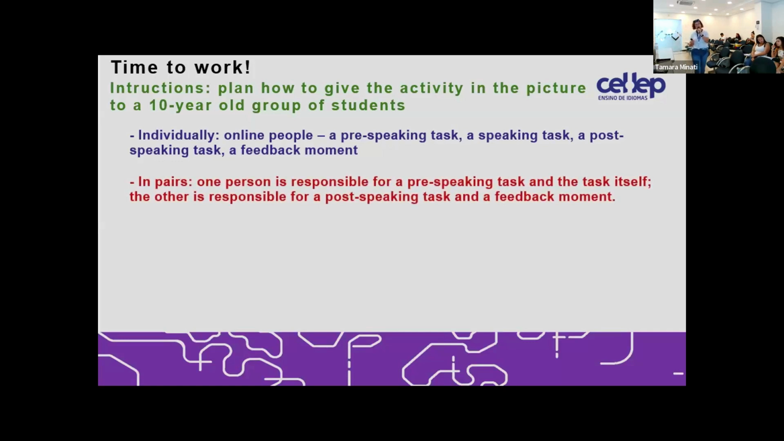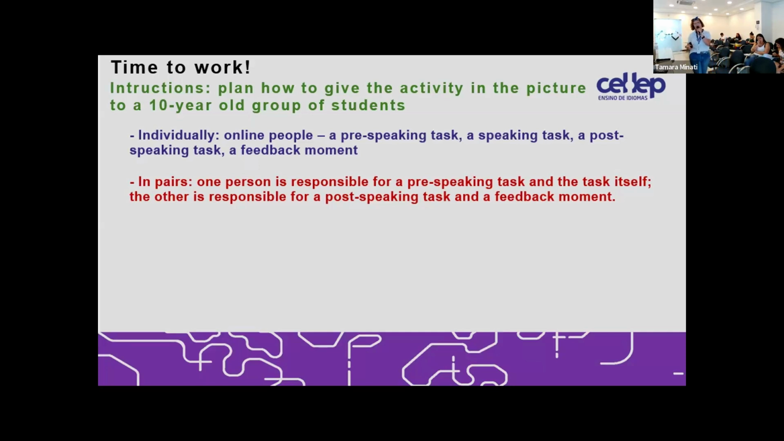Tamara is going to do us a huge favor and organize you in pairs. Some of you will be organized in pairs and some of you will be organized in groups. In the pair, you need to organize yourselves. One person needs to be responsible for a pre-speaking activity and the speaking task itself, and the other person needs to be responsible for the post-speaking and the feedback moment.